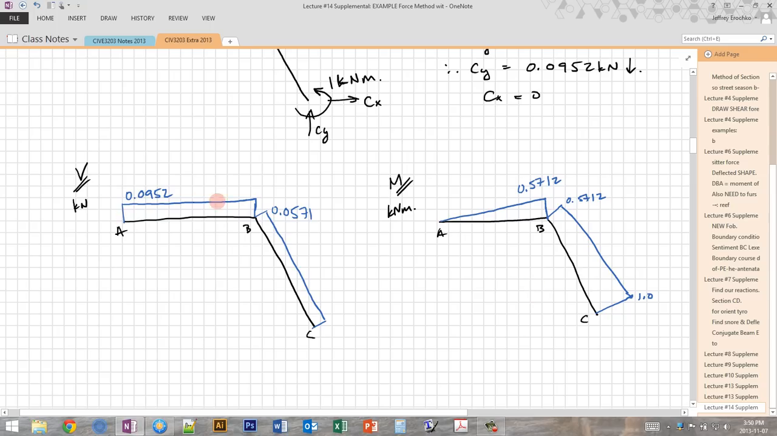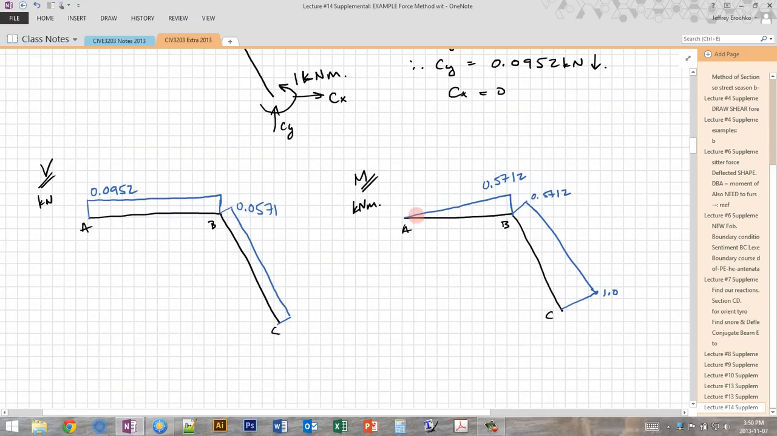So you can see that in the shear diagram we have constant shear in AB and BC. The shear changes magnitude around the corner because of the direction, so this is the cos of the angle. And then the moment has a triangle on AB and a trapezoid on BC. So this is fairly simple. Again, you can confirm this for yourself.